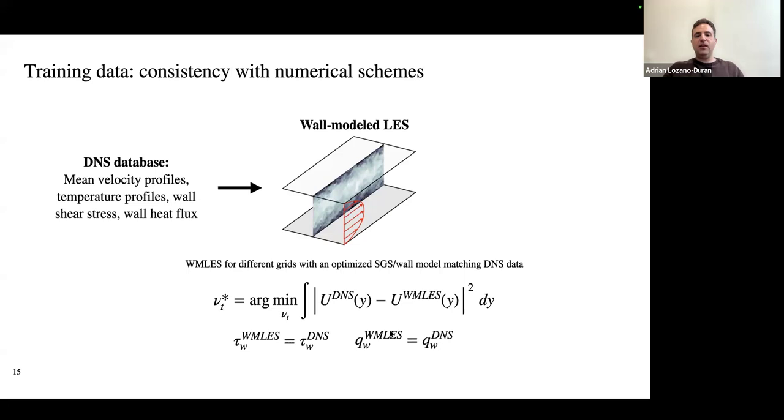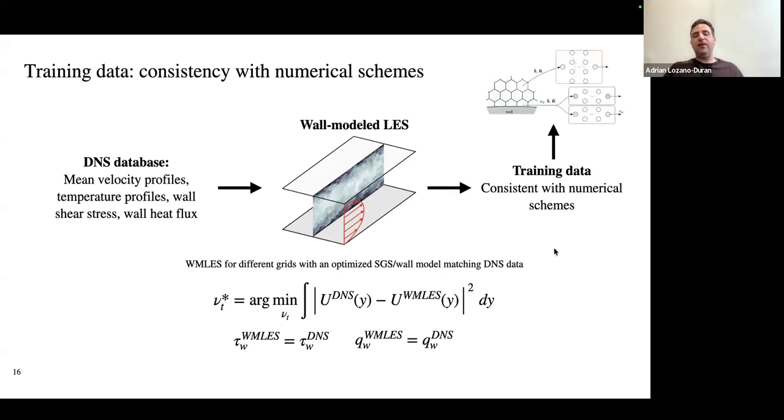And essentially, this is not a model in the sense that I know the solution and I'm imposing that. But this is the data that later I'm going to use to train the model, because now this data is aware of the numerical schemes that I have. So in a way, these are the three steps we follow.